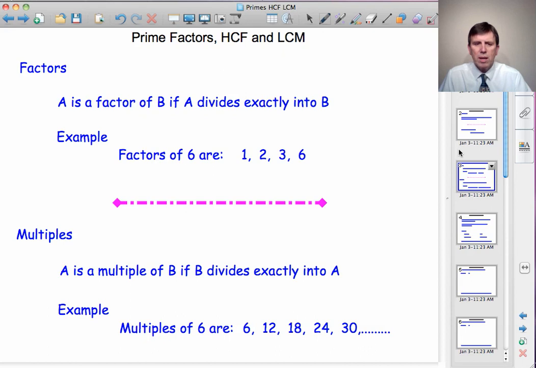What about multiples? A is a multiple of B if B divides exactly into A. And if we illustrate this with an example, if we look at multiples of 6, it's just numbers in the 6 times table, because 6 divides into all the numbers in the 6 times table. But it doesn't stop at 30, and it doesn't stop at 60, it goes on forever. So we can't write down all the multiples of 6. We can write down as many as we like, but we can never get them all. Factors, however, yes, we can write them all down. We can check all the numbers that divide into 6.